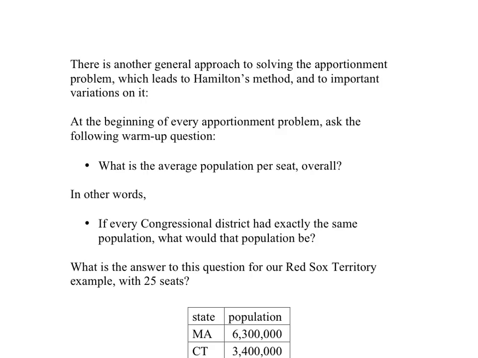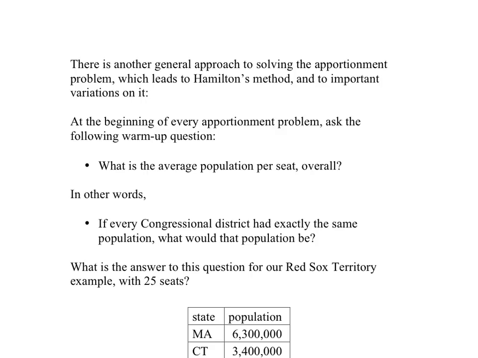At the beginning of every apportionment problem, we can ask the following warm-up question. What is the average population per seat overall? In other words, if every congressional district had exactly the same population, what would that population be? Now, to be clear, we're talking about every congressional district across the entire country, not just inside each state. So for sure, inside each state, the boundaries are supposed to be drawn so that there's the same population, or very nearly the same population, in each district.